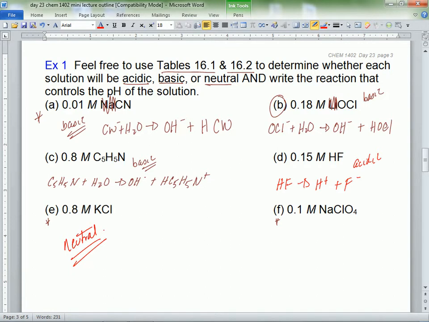How about F? Do you remember this? What was this acid called? HClO4. Perchloric, another strong acid. So F will be acidic, basic, or neutral? It has to be neutral, right? Because you really should write a Kb reaction if you're going to do anything. But remember, the conjugate bases of strong acids are so weak they can't do anything.